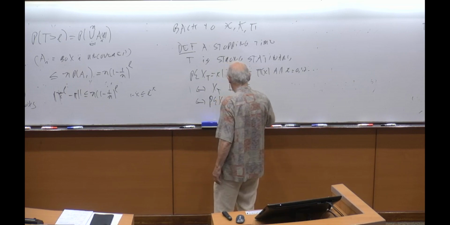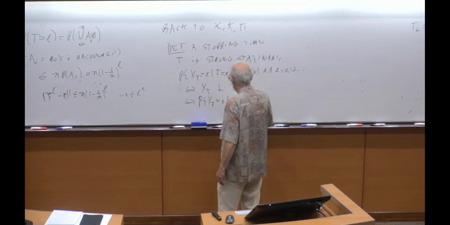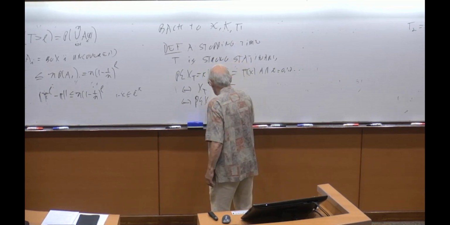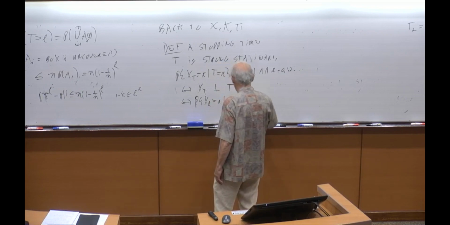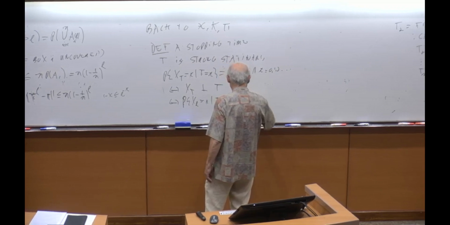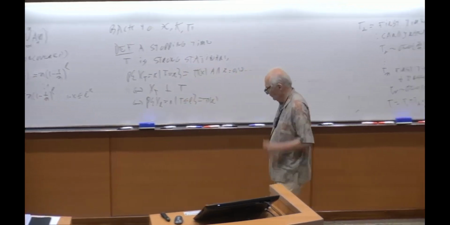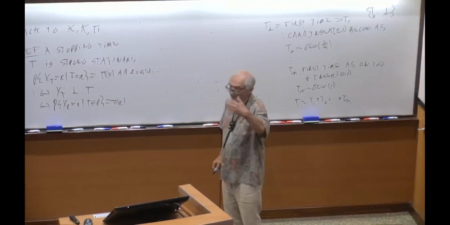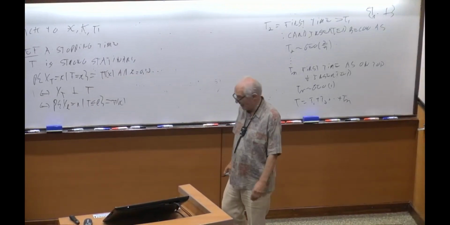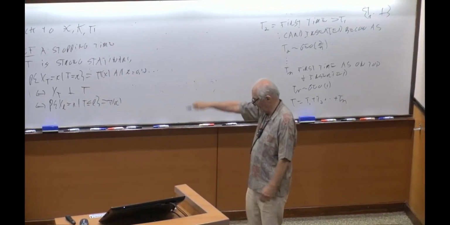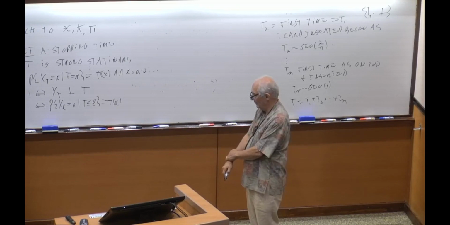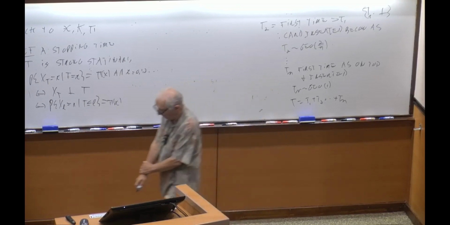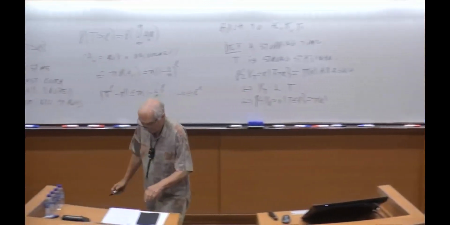And equivalently, and this will be useful, the probability that x_L is equal to x, given that T happened before or at time L, is equal to pi of x. That is, once T happens, the thing is random, and then after it's stationary, it stays stationary. So these are all equivalent, and that's the definition of a strong stationary time.